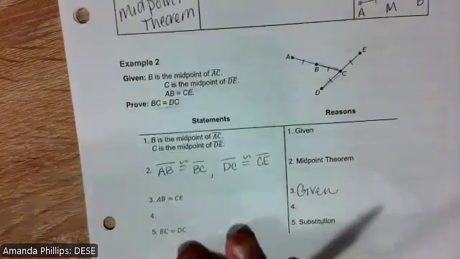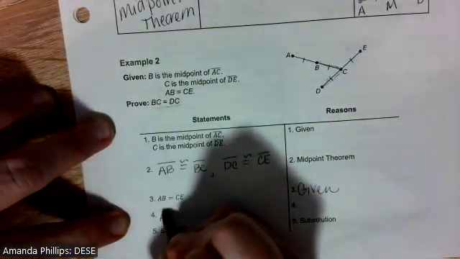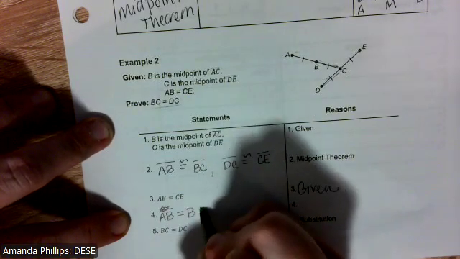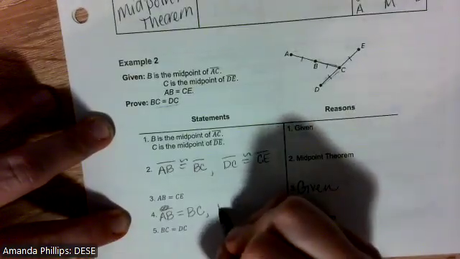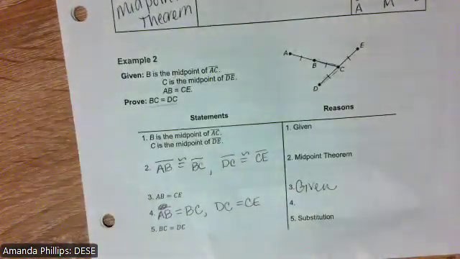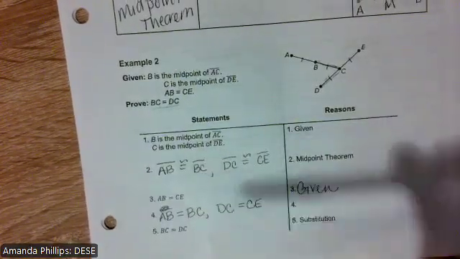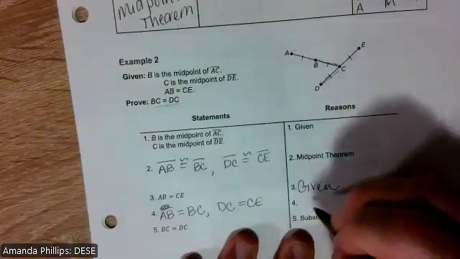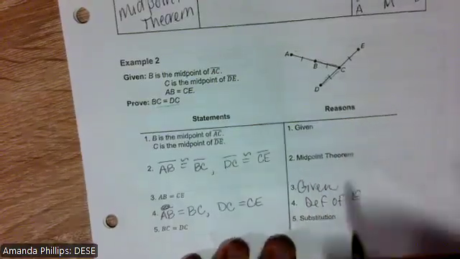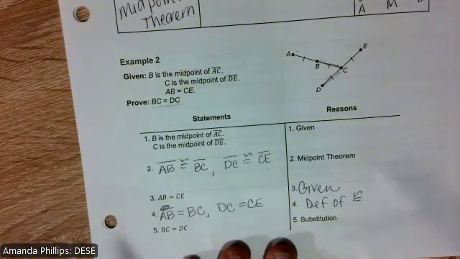So then what else do I know? Well, I know that this means, not segment, sorry, we're talking length. AB is equal to BC, and DC is equal to CE, right? So if I know that, then I know that. And all that is the definition of congruence, right? Because if I know that they are congruent, I know their lengths are equal as well.